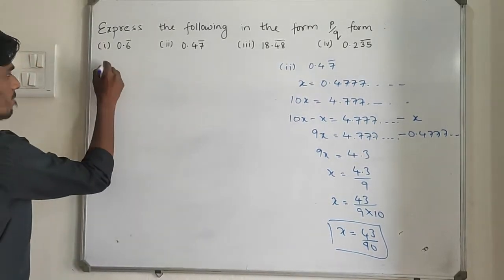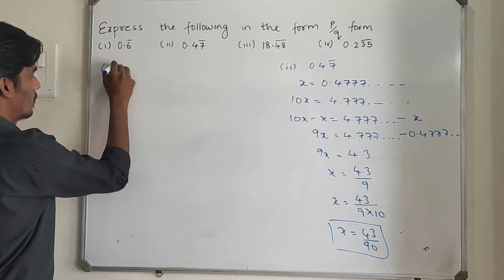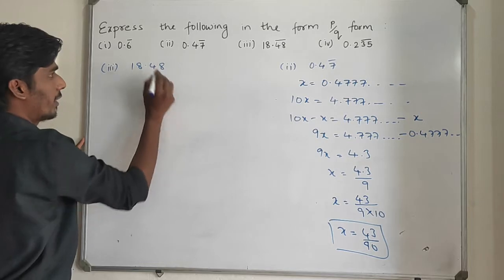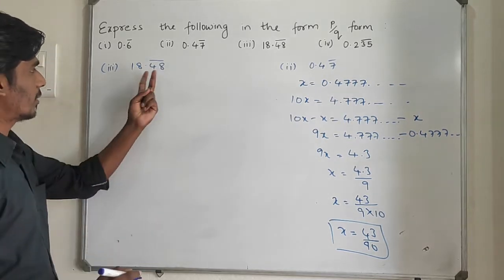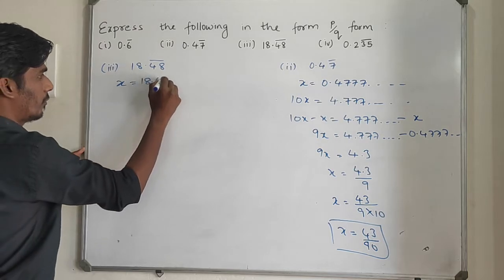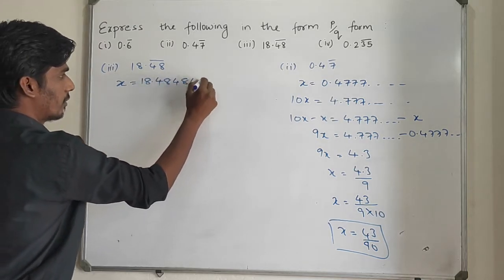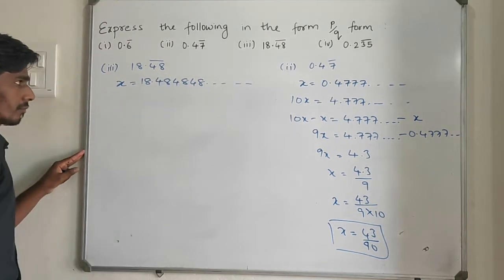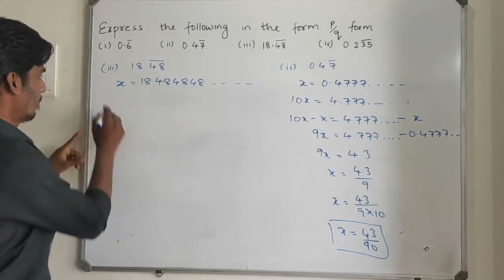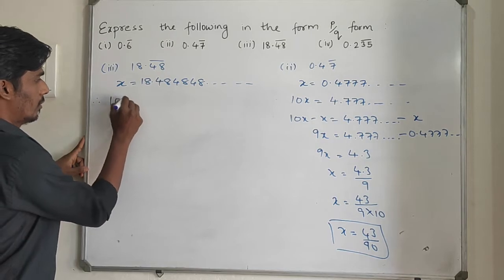Third example, 18.48 bar. Now the bar is under both the digits. So first of all, x equals what? 18.484848... As two digits are under the bar, multiplied by 100. So this x becomes what?